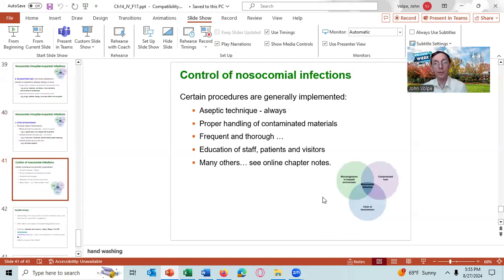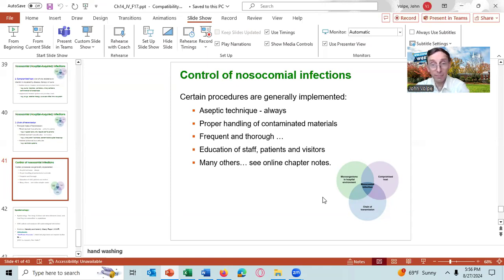How do we control nosocomial infections? There are certain procedures that are generally implemented to control nosocomial infections. You've learned aseptic technique now in microbiology. When you go into the healthcare setting, always apply aseptic technique. You should properly handle contaminated materials so that the contamination doesn't touch something else and then spread that way. You should have frequent and thorough hand washing while you're in the hospital-like setting. It's been shown that if the staff simply has frequent and thorough hand washing, they will reduce the spread of nosocomial infections by about 50%.